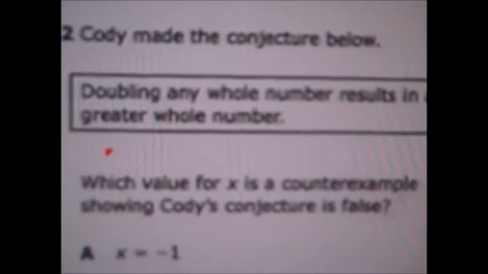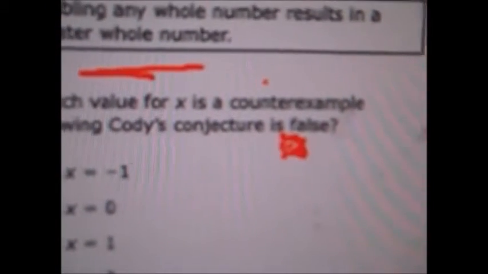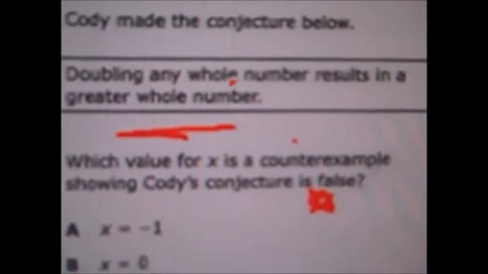This is the conjecture right here, and then it wants a counterexample to make it false. So look at the answer choices. One of these will make it false. It says doubling any whole number. -1 is not a whole number. It's an integer, but it's not a whole number. The whole numbers would be 0, 1, 2, and so on.